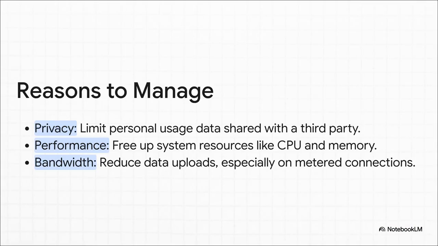It really boils down to three main things. First, and this is the big one, privacy. You get to limit how much of your personal usage info gets shared. Second is performance. Believe it or not, all that background chatter uses up your CPU and memory. Turning it off can give you a little speed boost, especially on an older machine. And finally, bandwidth. If you're on a data cap or a slow connection, this stops your PC from secretly eating up your internet by uploading data all the time.